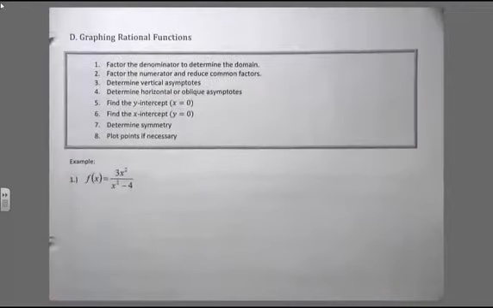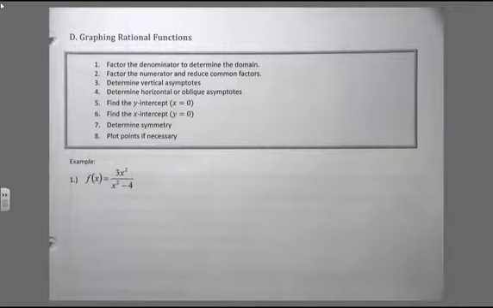Because you know what we're after here. We're after you graphing these guys, not just using your calculator. Of course, we're going to double check ourselves on our calculator, but we've got to be able to get the answer without a calculator. So, graphing rational functions.